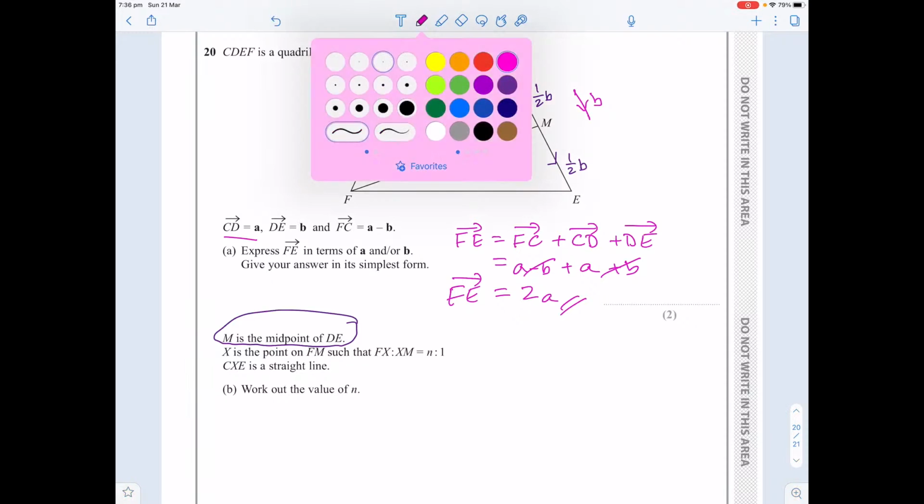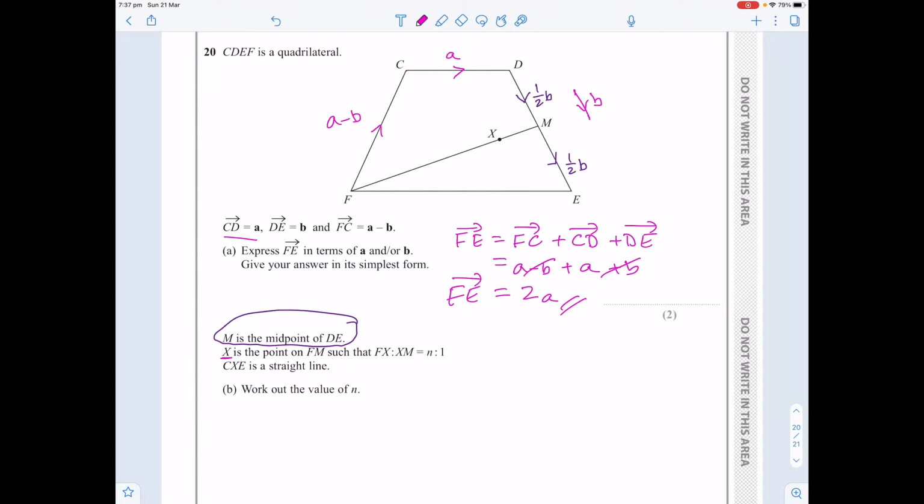Next, we are told that X is the point on F to M such that F to X and X to M is in the ratio n to 1. What this means is the following: F to X and X to M is in the ratio of n to 1. So therefore, F to M, the total of that, is n plus 1. That's F to M, the total. This is not the actual root, by the way. This is just the total part of it.